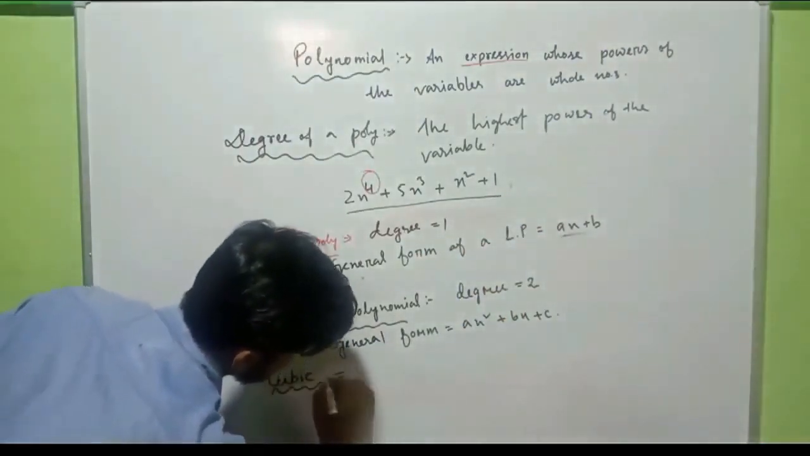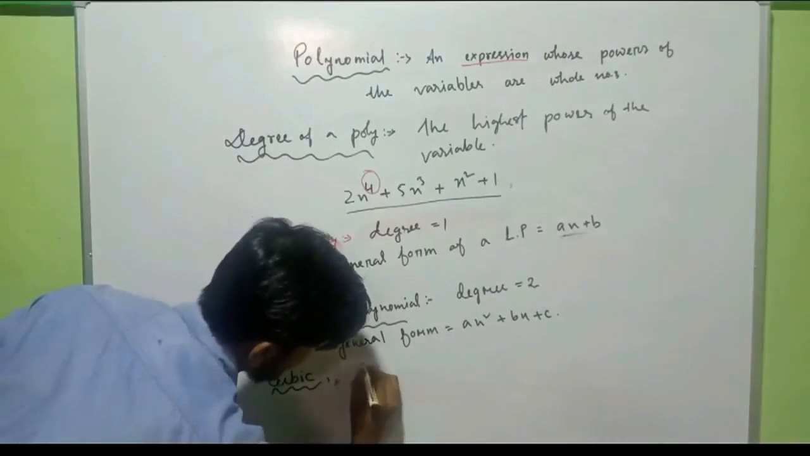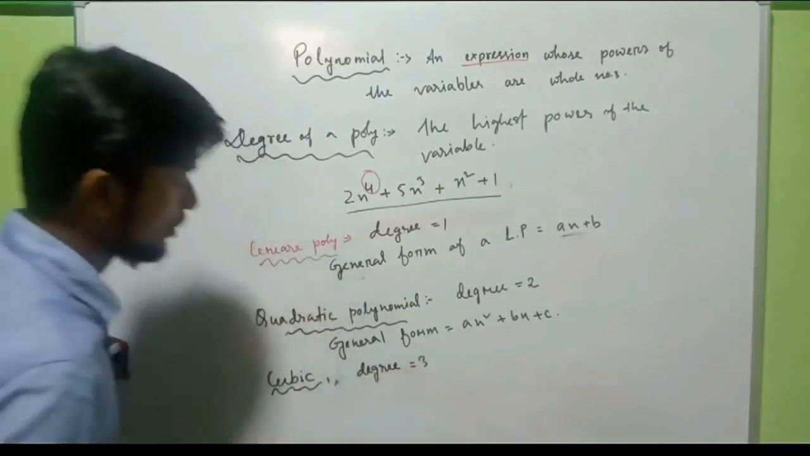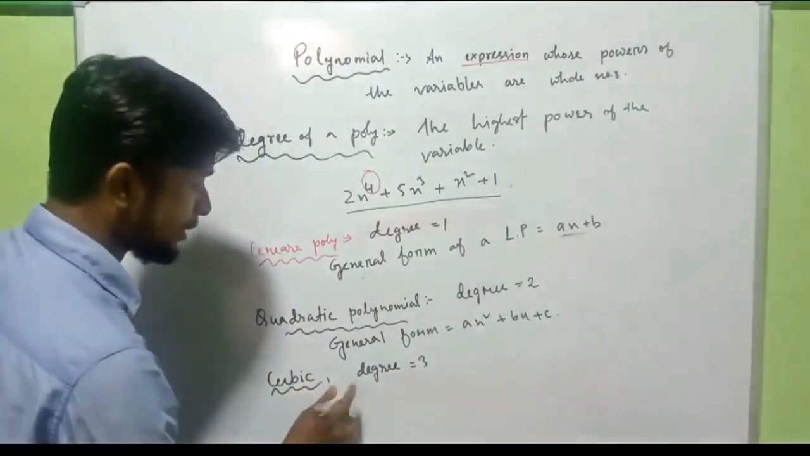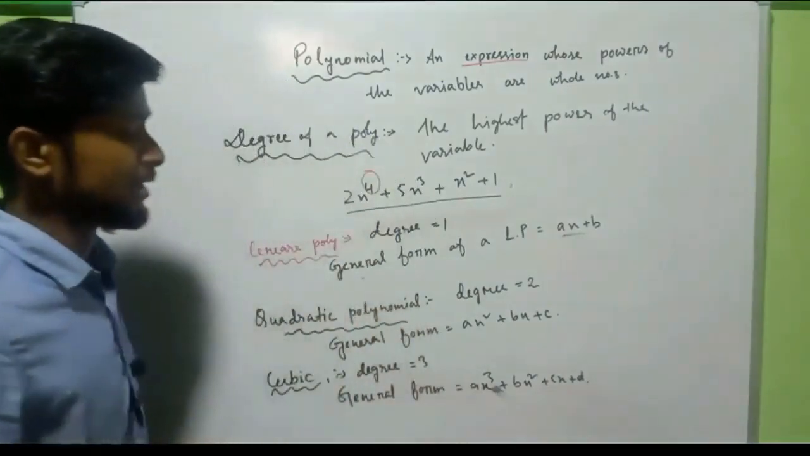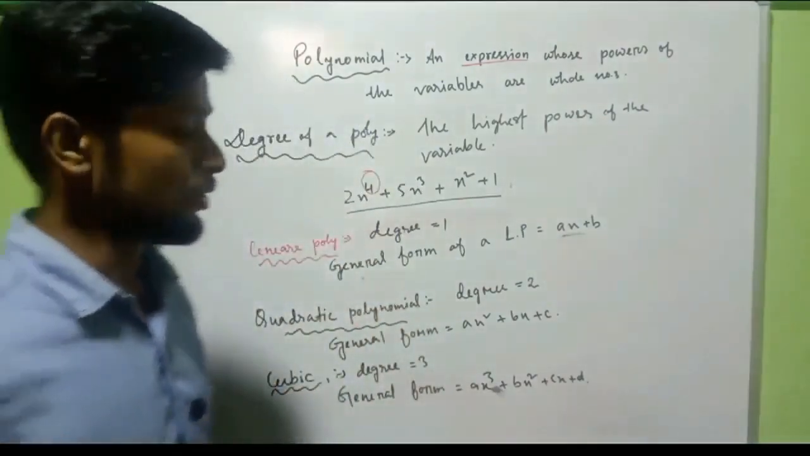Cubic polynomial means a polynomial having degree 3. Alright, cubic polynomial. The general form will be ax cubed plus bx squared plus cx plus d. This will be the general form of a cubic polynomial.